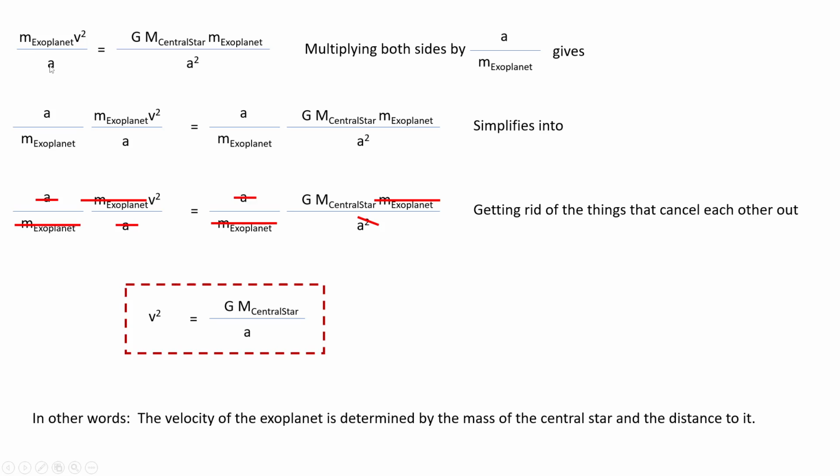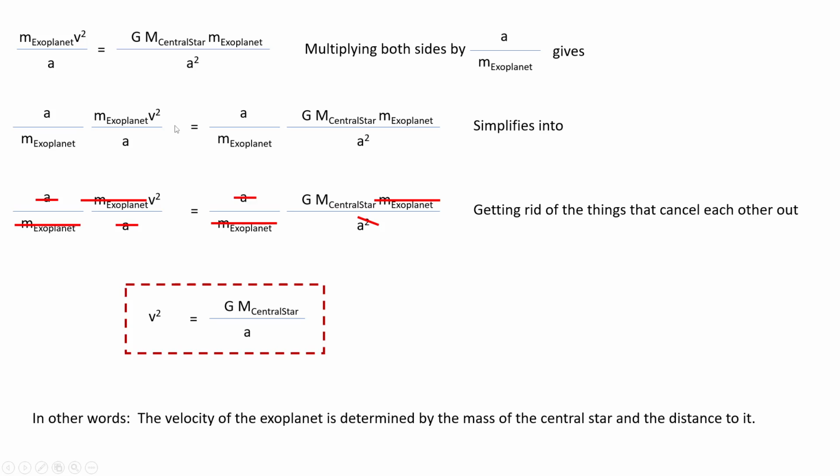Here, we've seen this one before in the other video. mv squared over A, the centrifugal force, must equal G m M over A squared, and that's the law of gravitation. If you multiply both sides by A over the mass of the exoplanet, then you get A over the mass of the exoplanet times the centrifugal force equals A over the mass of the exoplanet times the law of gravitation. Of course, you can cancel out all those equal terms, so this A cancels out that A, and this m exoplanet cancels out that m exoplanet. Not a lot will be left.